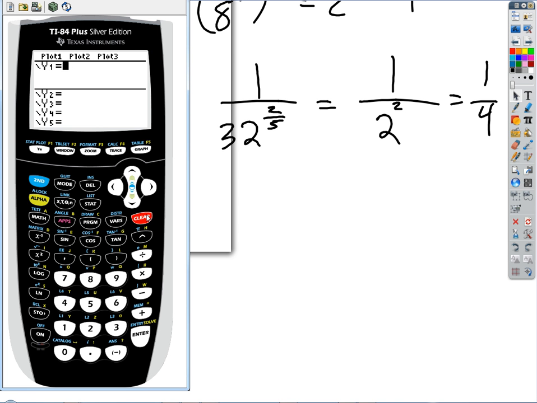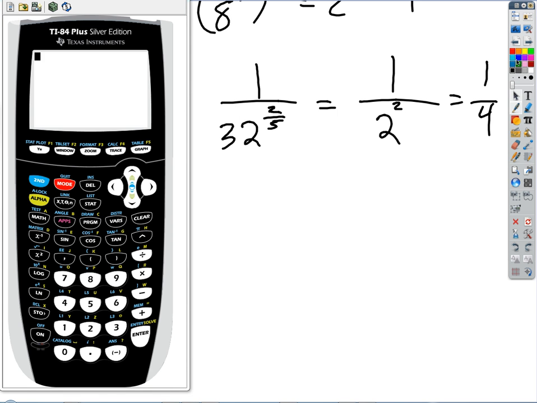To show you 2 ways to do this on a calculator. What if I'm taking a root of a number that's not nice and convenient? We can do that too. We're just going to get decimal answers. What if I want to do something like, let's say, the 6th root of 91? How can I do that on the calculator?